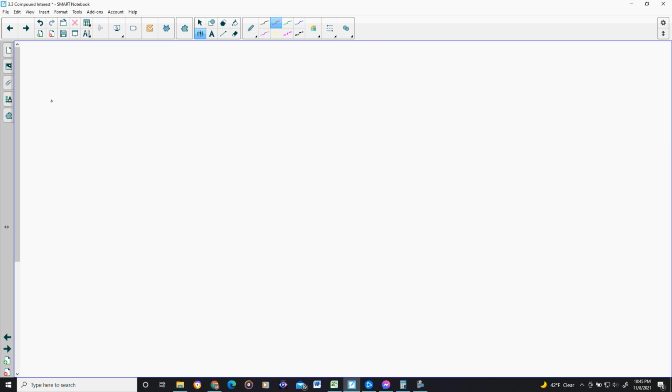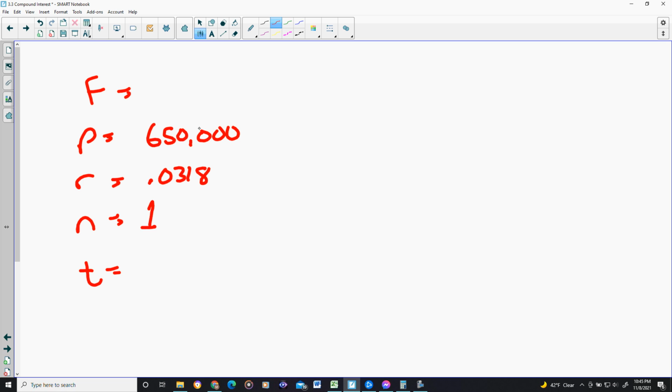So we have F, P, R, N, and T. So we're going to say N is 1. We're going to say R is 0.0318. P is $650,000. And T, well, let's see, 1780, 1781 is probably the last time that he loaned out the money for the end of the war to 2021. Well, that's a total of 240 years. So holy moly, 240 years.